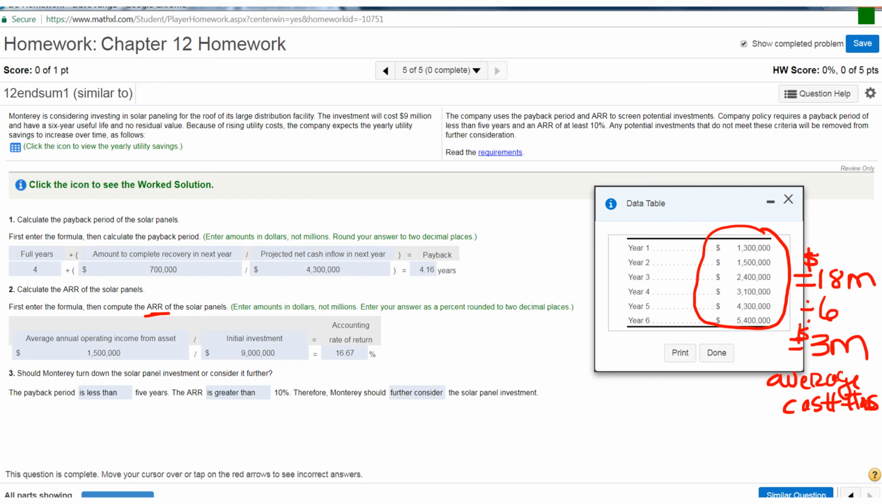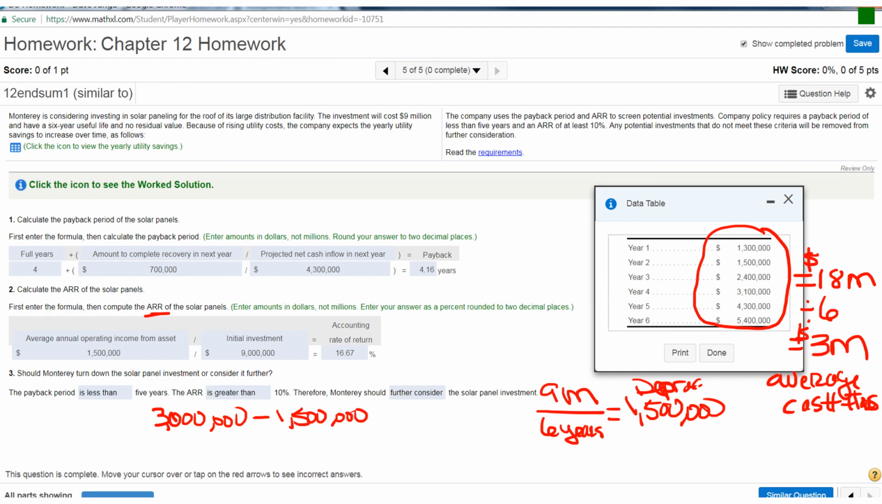So to do the ARR, you also need to know your depreciation. Your depreciation is your investment cost, which is 9 million, divided by 6 years. And when you do that, that's going to give you an annual depreciation expense, an average of right around 1.5 million. So the way you can calculate your ARR is to take your average cash flows, which is $3 million. I just showed you how to calculate that average. You subtract out your annual depreciation, which is $1,500,000, and then you divide that by your investment, which in this case is $9 million.